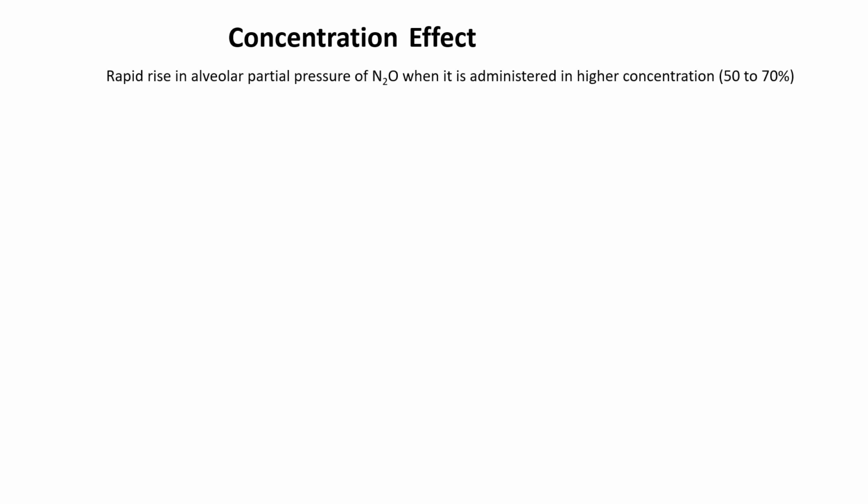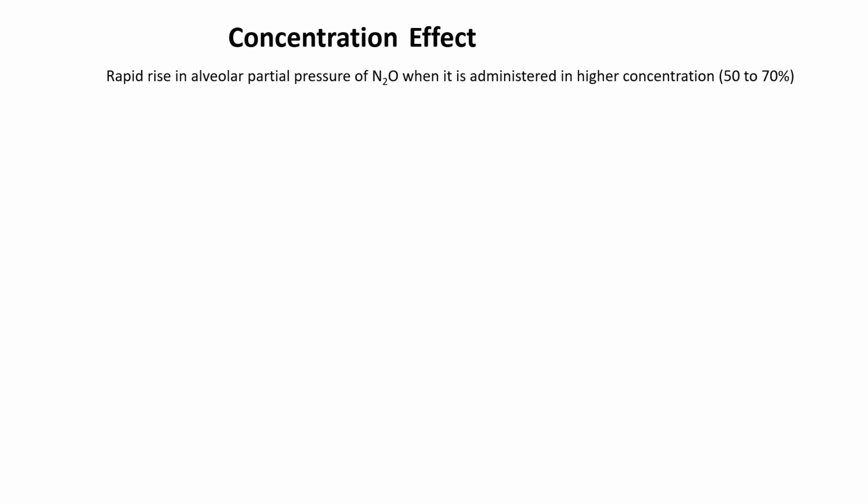The concentration effect and the second gas effect are phenomena observed during the administration of inhalational anesthetic agents, particularly nitrous oxide, which affect the alveolar concentration of all other gases in the gas mixture. First, we need to understand what the concentration effect is, to comprehend the second gas effect. The phenomenon by which the rise in the alveolar partial pressure of nitrous oxide is disproportionately rapid when it is administered at a higher concentration is called the concentration effect.